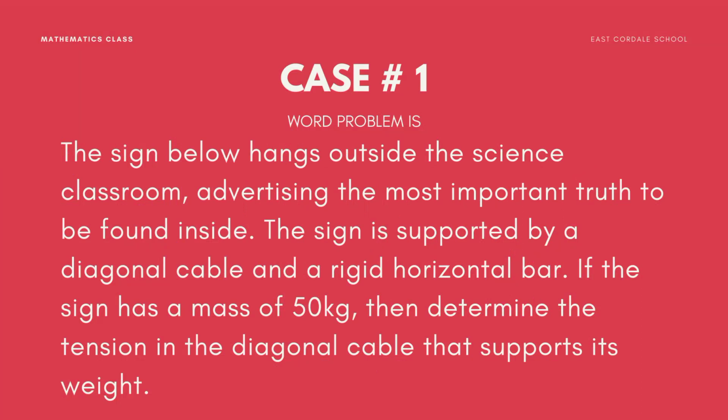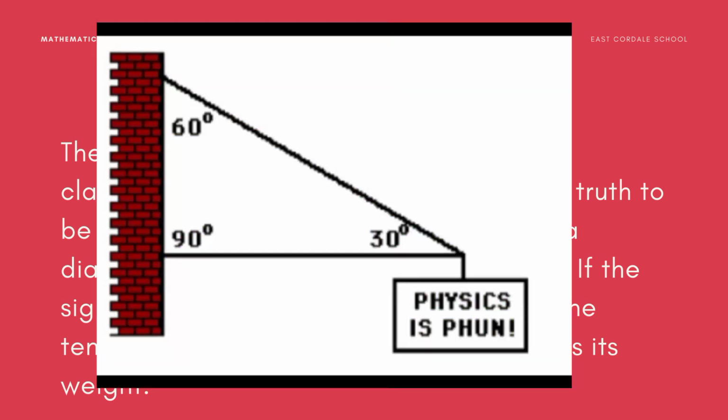The word problem is: the sign below hung outside of the science classroom, advertising the most important thing to be found inside. The sign is supported by a diagonal cable and a rigid horizontal bar. If the sign has a mass of 50 kg, then determine the tension in the diagonal cable that supports its weight. This picture shows the illustration of our word problem.